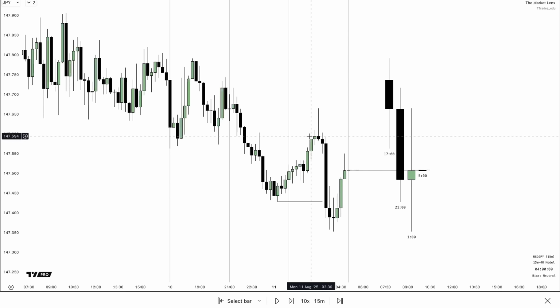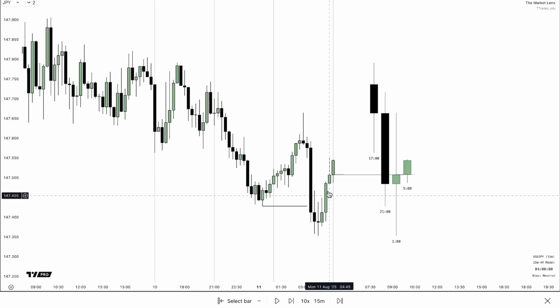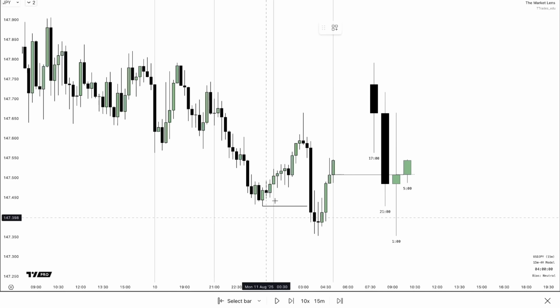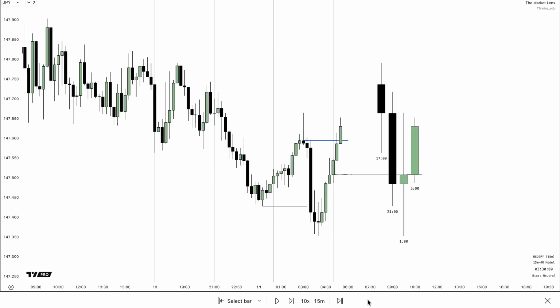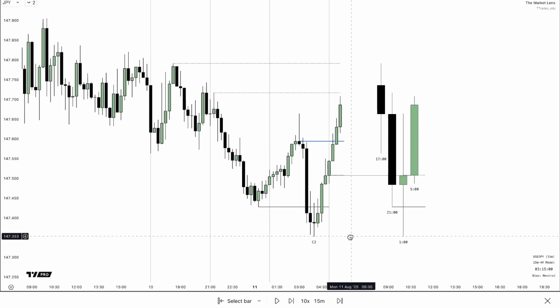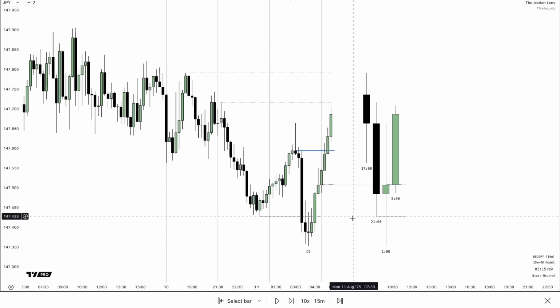Now we have expansion. Is this met with expansion higher? Because we need that expansion met with expansion to confirm a reversal, and we want to look for a change in the state of delivery. And there we get the change in the state of delivery, and you can see the model will then print.